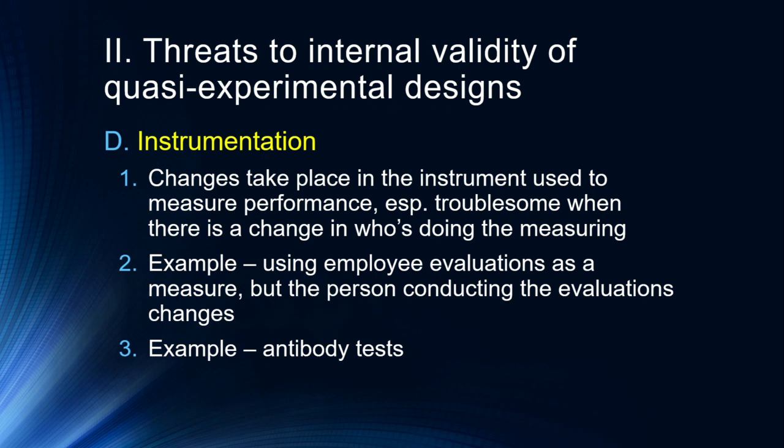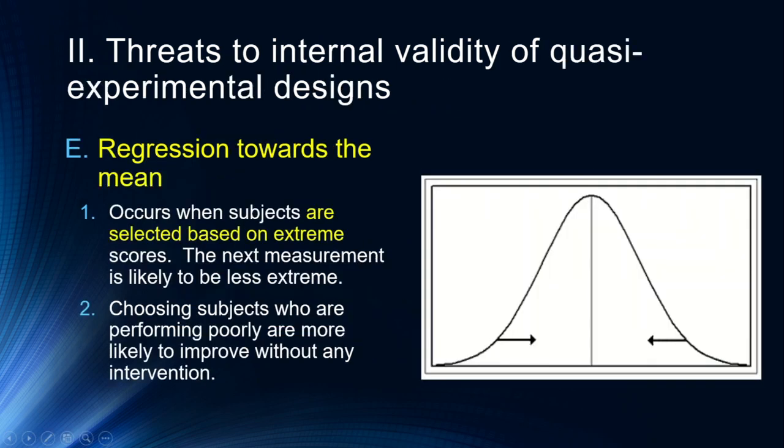Okay, I'm wandering off topic, but let's get back to our threats to internal validity of quasi-experimental designs. This is one of those concepts that students often have trouble with. This is a question of probability, and it's what we call regression towards the mean. Y'all remember the normal curve. So when we are selecting subjects based on extreme scores, the next measurement is likely to be less extreme by simple probability.